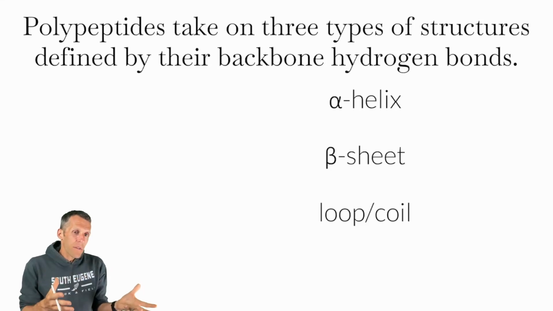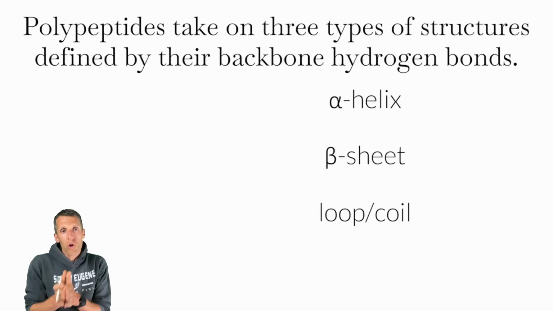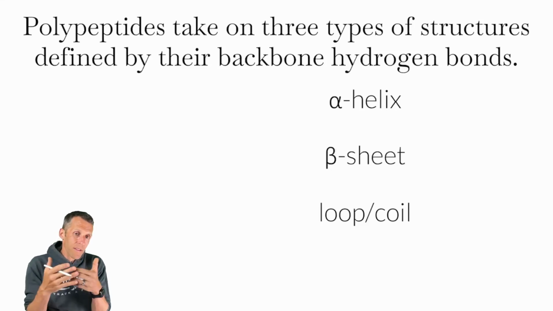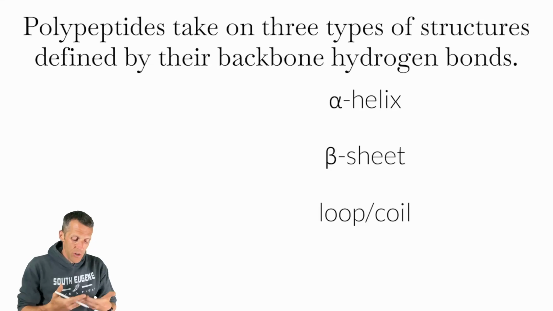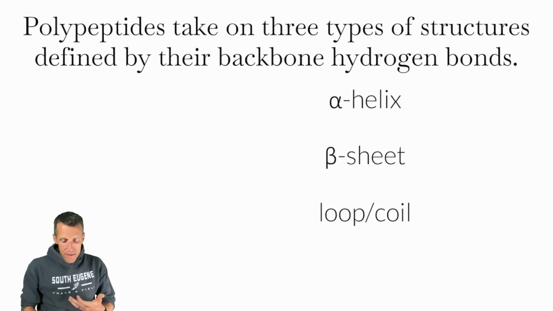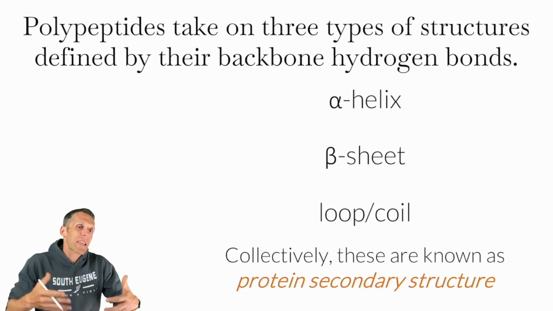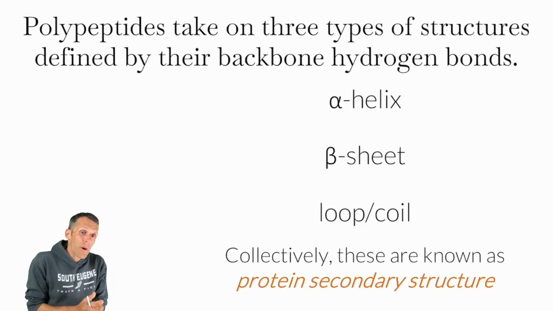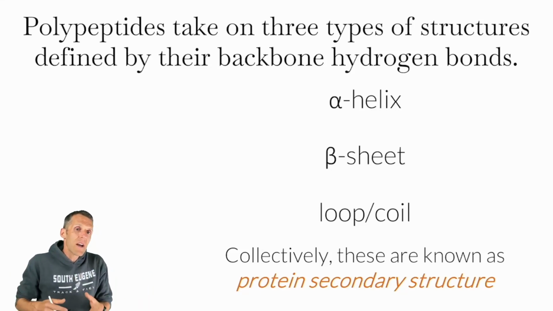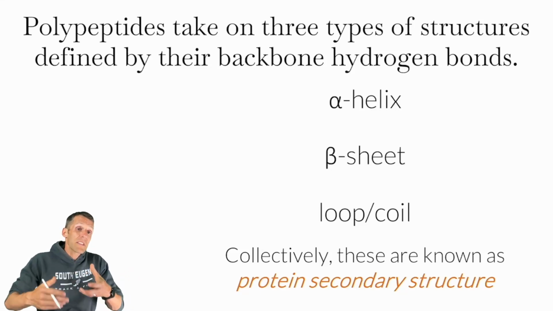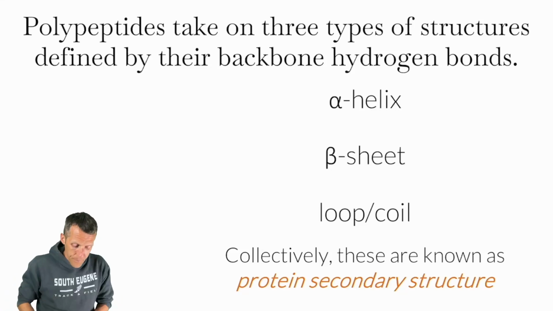What the cartoon thing, though, does really nicely illustrate is that there are three types of structures that actually tend to occur in proteins that are defined by the types of backbone hydrogen bonds they make. And these are alpha helices, beta sheets, and loops and coils. Collectively, these are known as the protein secondary structure. So recall the primary structure was the amino acid sequence. The secondary structure are these elements that I called the stair-steppy thing in the plate. They're these helices and these sheets.